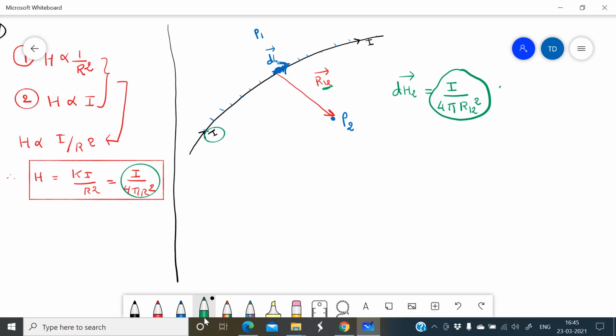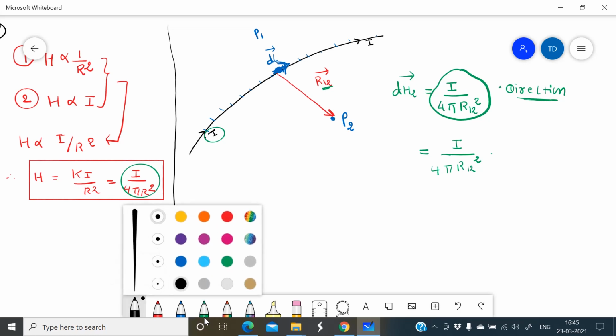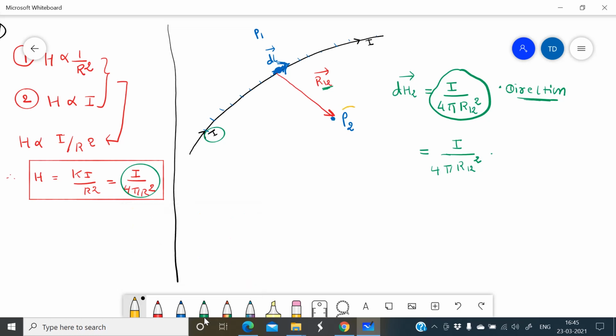So into direction. For direction, we have to just consider one unit vector. So I have to again write it is I upon 4 pi R12 square into the field direction at point P2. Now this is important: the field direction at point P2. So at point P2, what is the field direction?